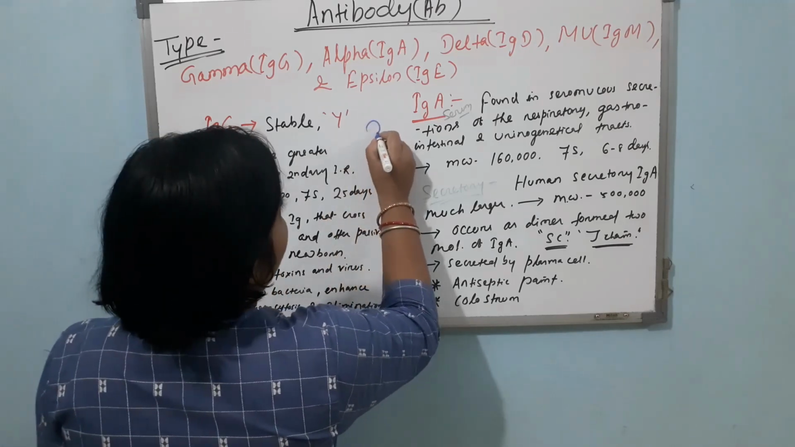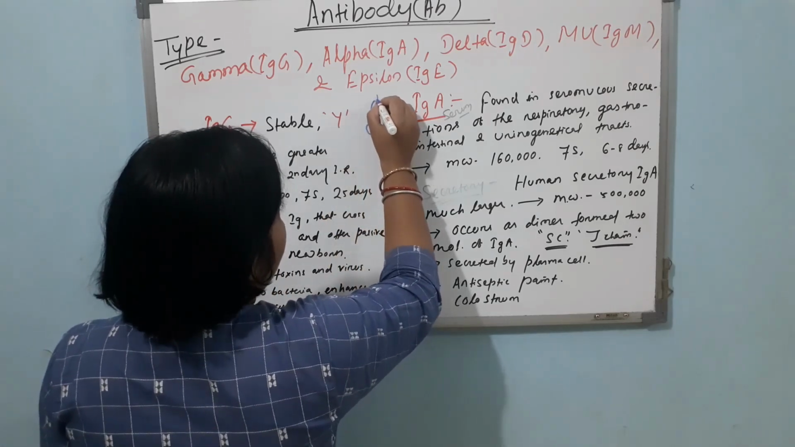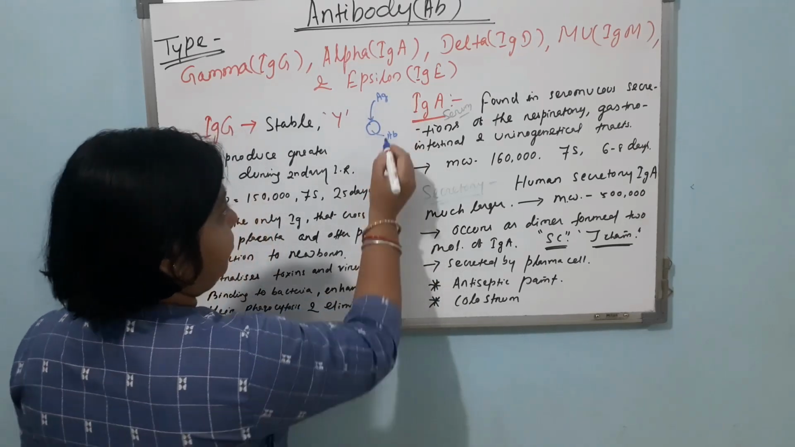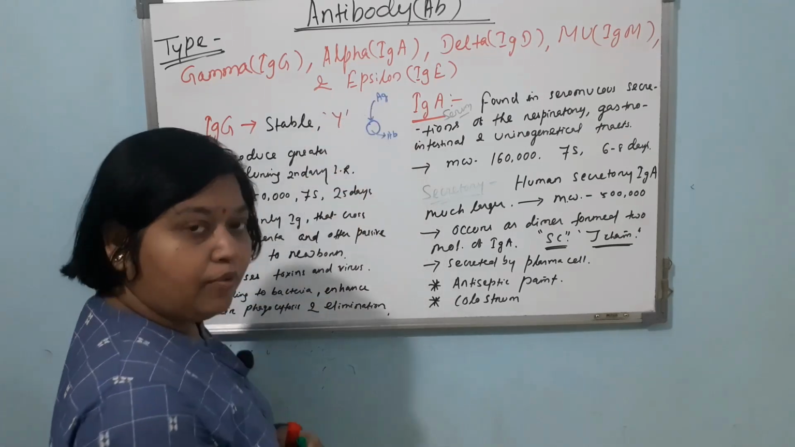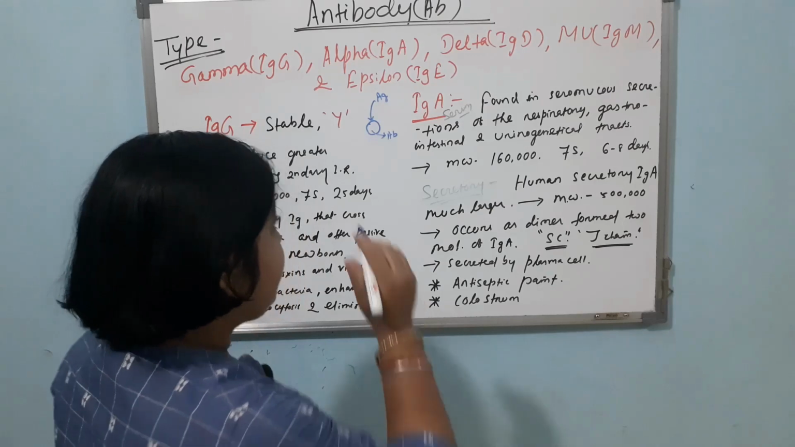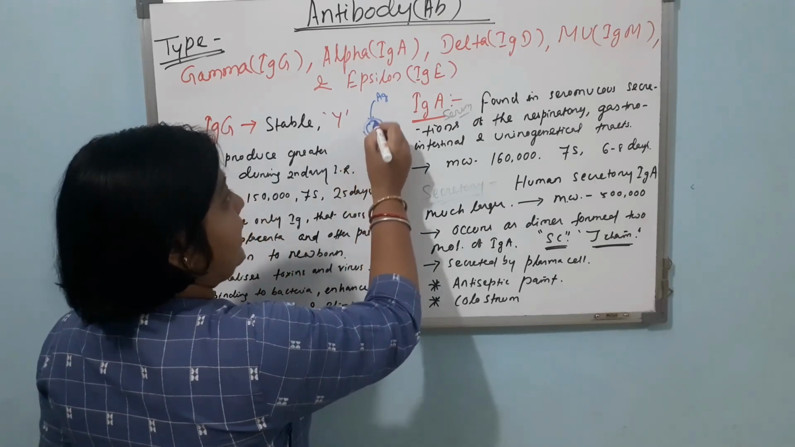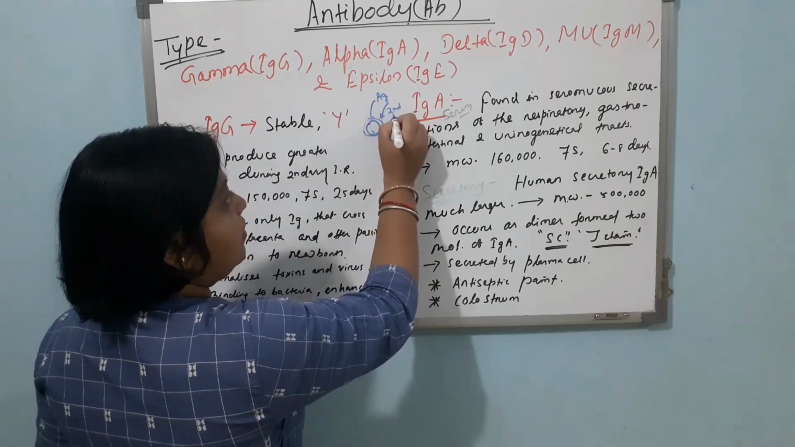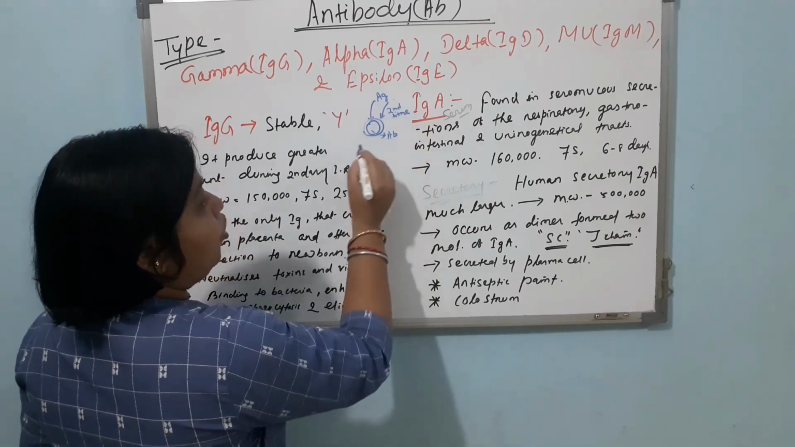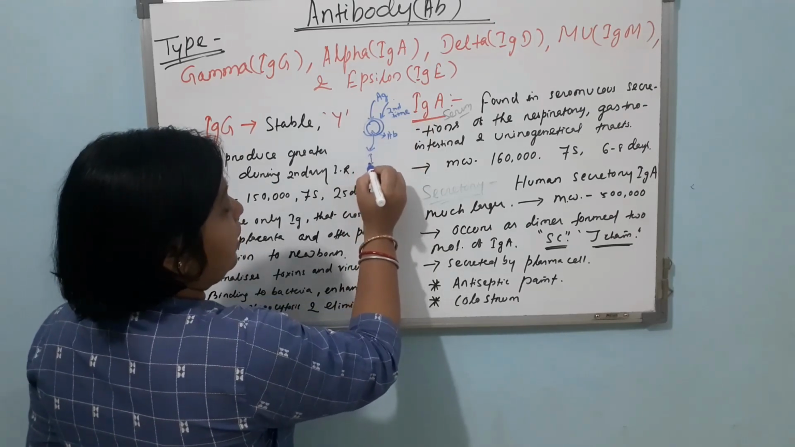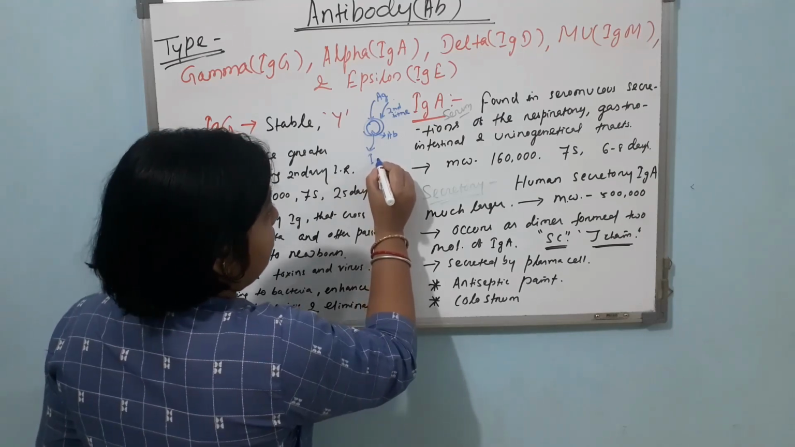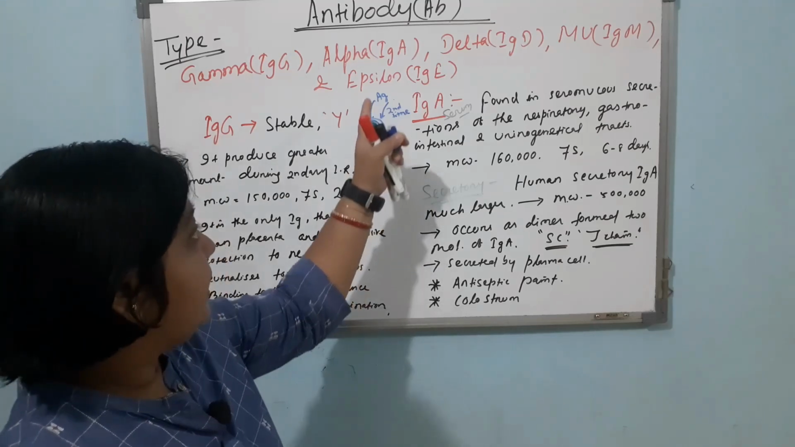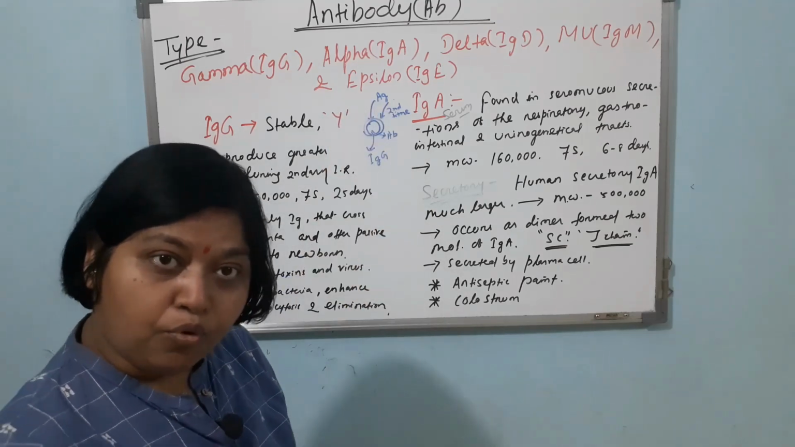When body will infected by any antigen or microbes, that time body will produce antibody against that particular microbes or antigen. When same body will infect by same type of antigen for second time, that time body will produce more amount of this gamma immunoglobulin, which will fight against that microbes and protect the body.